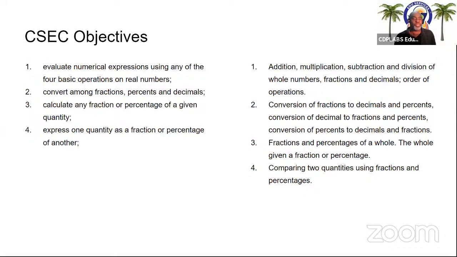All right, so let's continue. Real numbers really includes natural numbers and whole numbers, integers, positive and negative numbers and so forth. All right, it includes that.